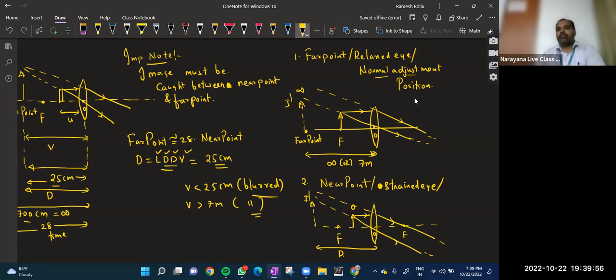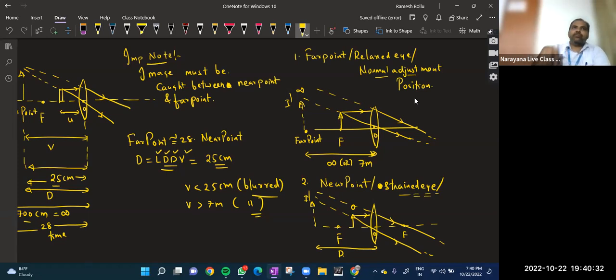Definitely your eye will be strained like anything. Most of the people, like librarians and scientists, especially biological scientists who have to watch microorganisms, definitely everyone will have a spectacle, friends. Are you understanding? But drivers, they don't have spectacles. Have you noticed? Why? Drivers always, their eye will be relaxed. They have to see the far points only.